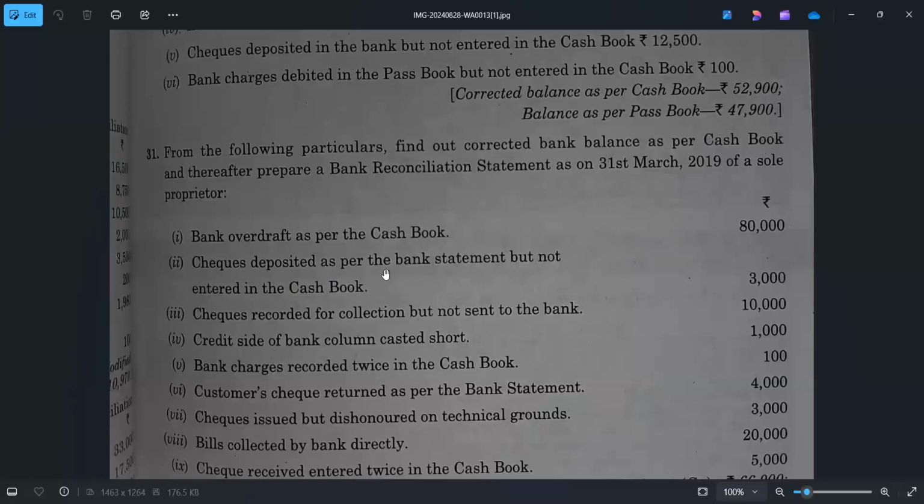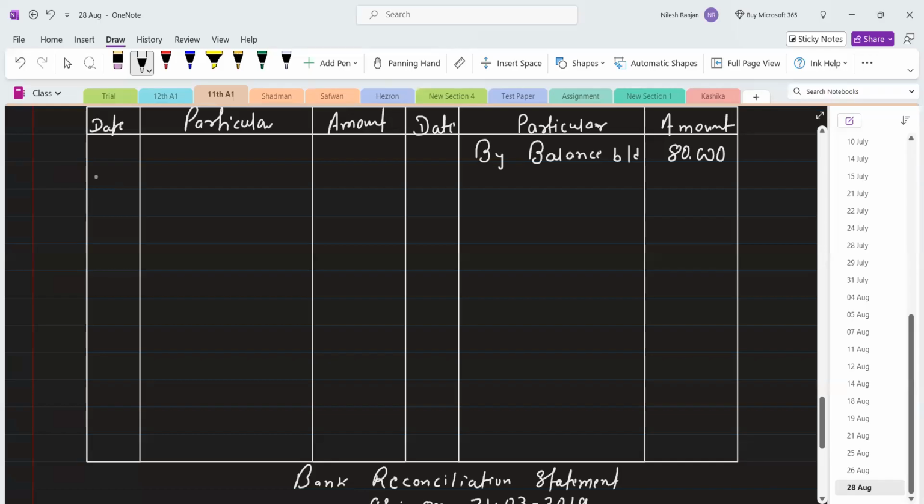After that, there is check deposited as per the bank statement, but not entered in the cash book. This is the second transaction, check deposited but not entered. So to check in hand, we write it. It is 3,000. Check deposited will increase the bank balance. That's why it is on the debit side.